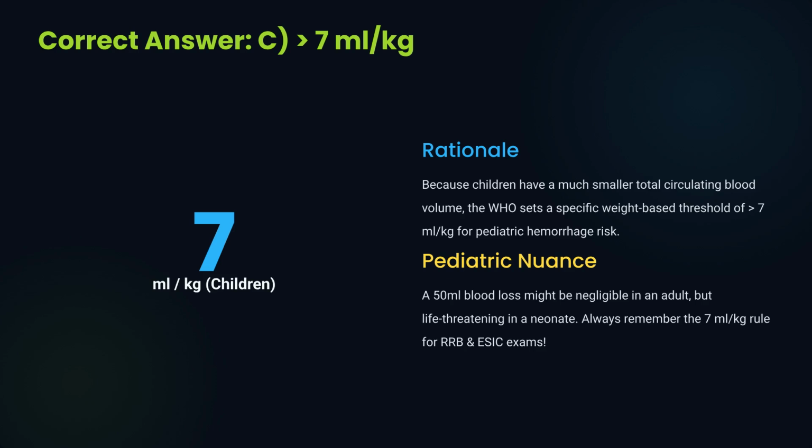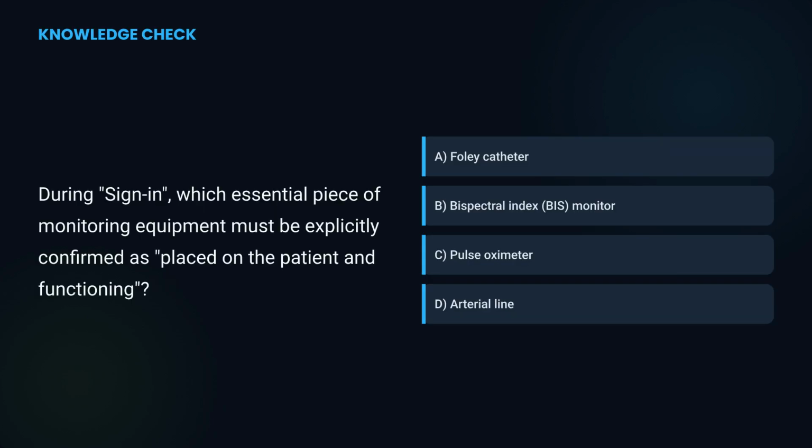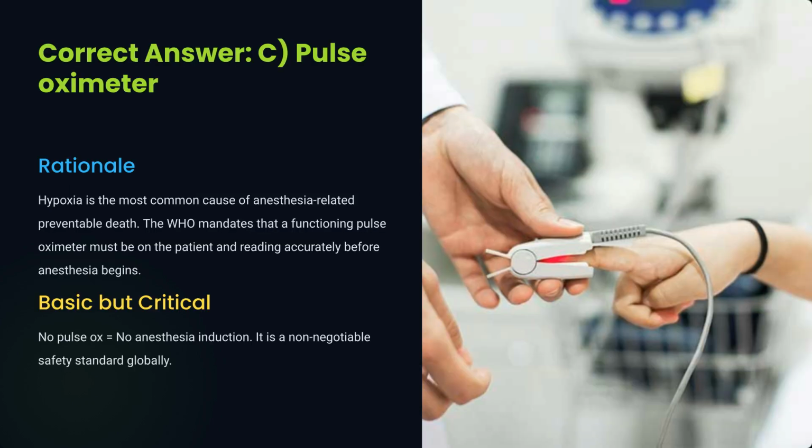Due to smaller circulating blood volume in children, this weight-based threshold is used to trigger necessary hemorrhage preparations. During sign-in, which essential piece of monitoring equipment must be explicitly confirmed as, quote, placed on the patient and functioning? The correct answer is C, pulse oximeter. A functioning pulse oximeter must be placed on the patient and reading accurately before anesthesia induction to prevent preventable hypoxia-related deaths.